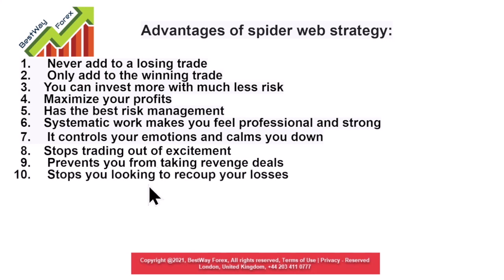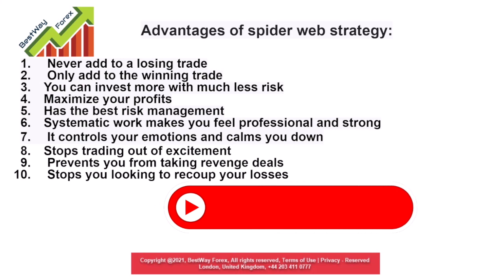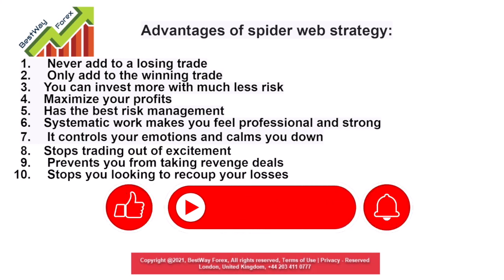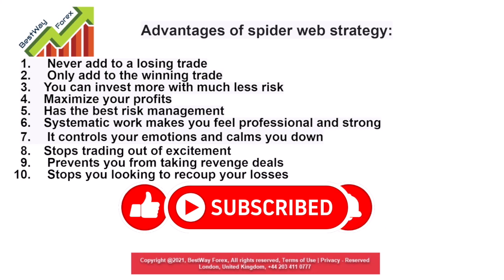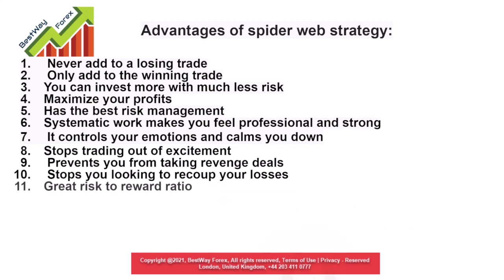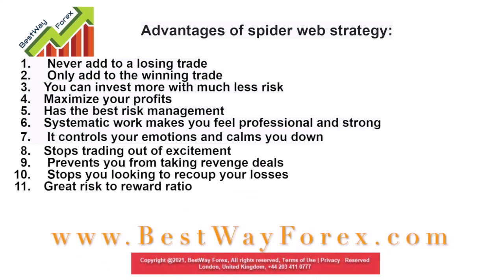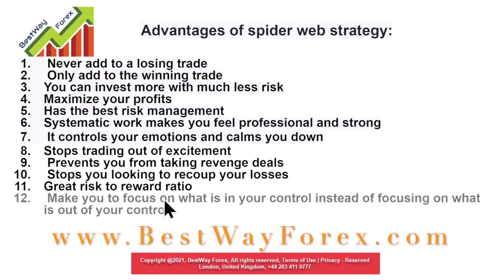Okay, it stops you looking to recoup your losses. Going back to number 9 exactly, it is because your losses are not so big, and on the contrary, on the other side, your profits are huge. So it creates a great risk to reward ratio, which I showed you. The minimum is 1 to 20. That is very, very good.